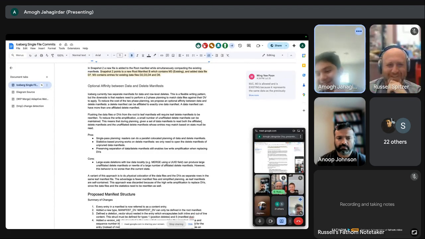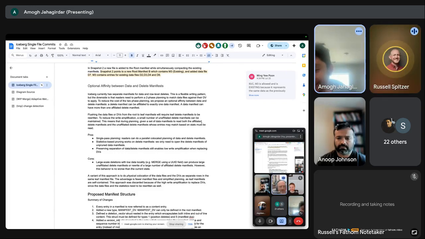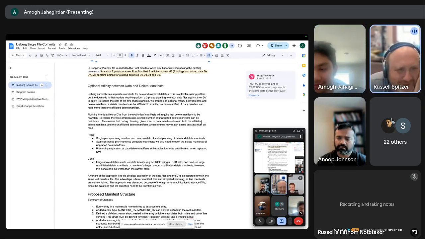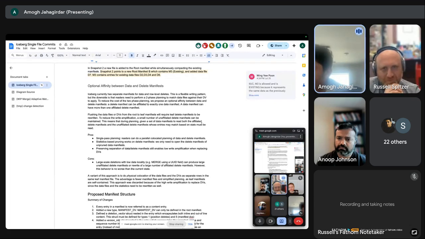I didn't know if we wrote this down yet, but we have it up at the top that this is possibly a one-to-many relationship. So the assumption is we would do a sort-merge kind of resolution of delete vectors to data files, where we open all the delete manifests with affinity and walk through them at the same time as we walk through the data manifests. Yeah, so that's an option.